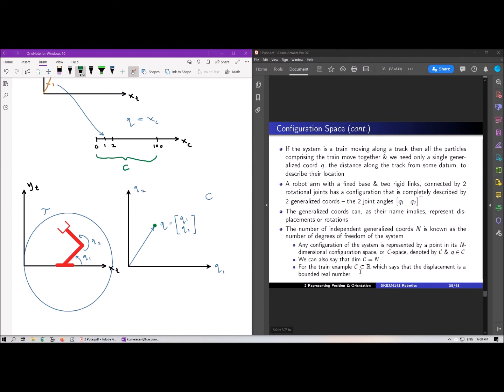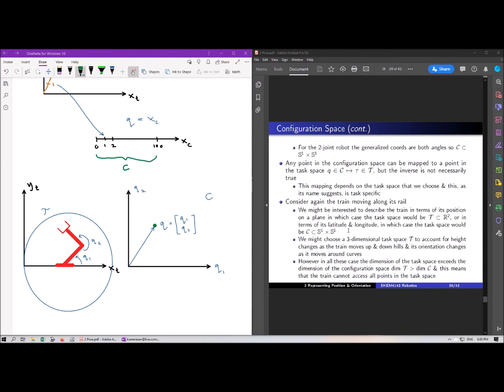For the train example, C is a subset of R. So R extends from minus infinity to infinity. So C is just from 0 to 100. It's a subset. And for the two-joint robot arm, the generalized coordinates are both angles. Any point in the configuration space can be mapped to a point in the task space. But the inverse is not necessarily true.